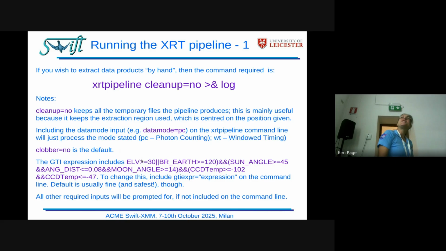So this says the elevation angle has to be greater than 30 degrees. The bright Earth angle has to be greater than or equal to 120. So bright Earth is basically keeping away from the Earth limb. So we should never be within those limits anyway, so we wouldn't be collecting data.